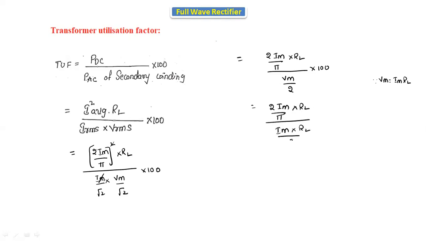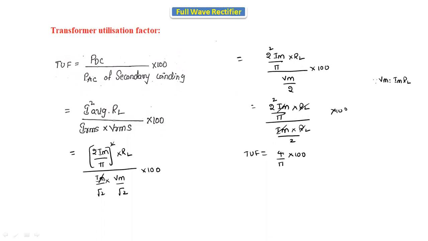Im into RL divided by 2 into 100. Here Im gets cancelled and the RL gets cancelled. Finally, if we calculate the above equation, the transformer utilization factor is equal to 4 divided by pi into 100. Here we have made one small mistake: here it is 2 square, and here also 2 square.